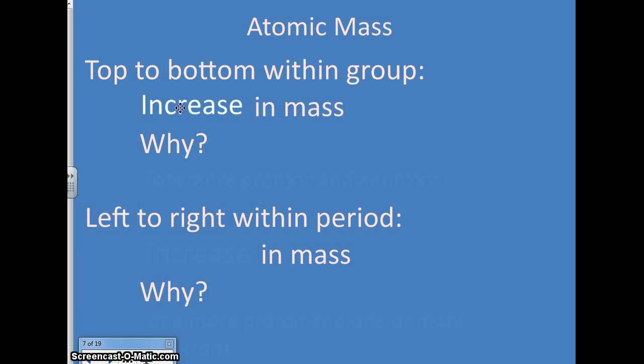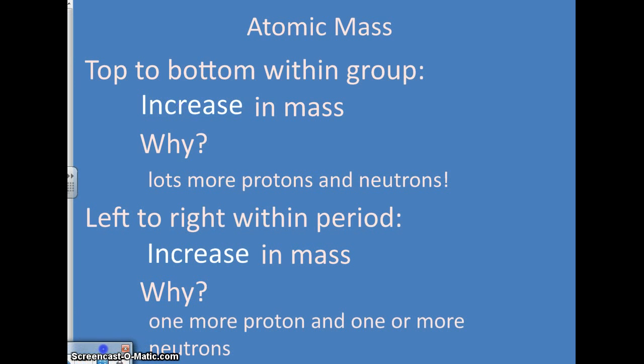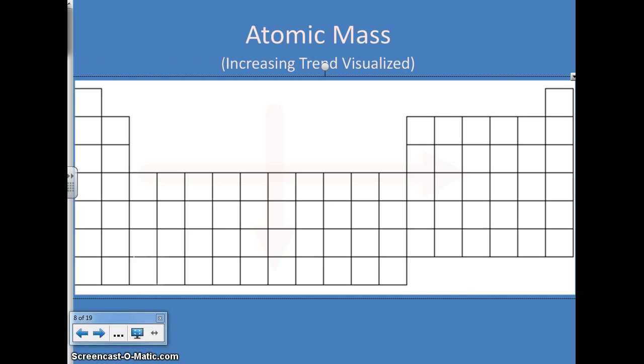Why does the mass increase? Top to bottom, what gives an atom its weight? Protons and neutrons. And as you go top to bottom within a column, you're adding lots more protons and lots more neutrons. Left to right within a period, there is also an increase in the mass, really for the same reason. As you go left to right within a period, you're adding 1 more proton and usually about 1 more neutron, but it varies. So 1 more proton and 1 more neutron is the reason for these atoms getting heavier.